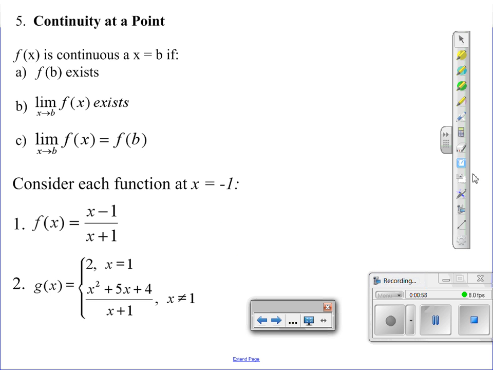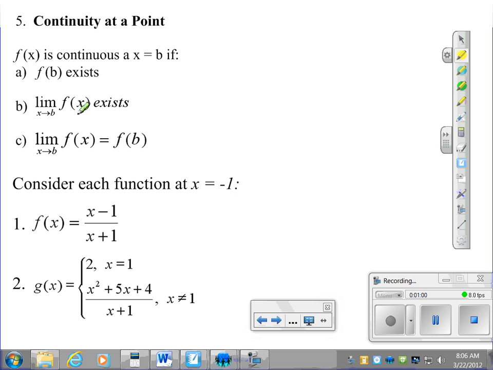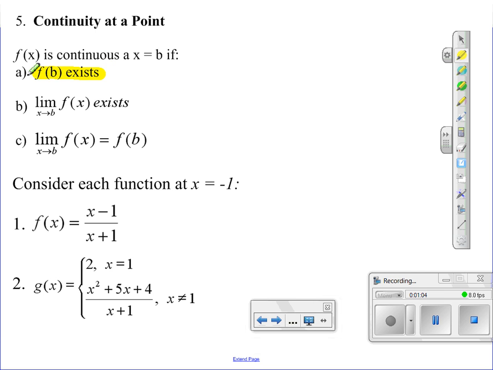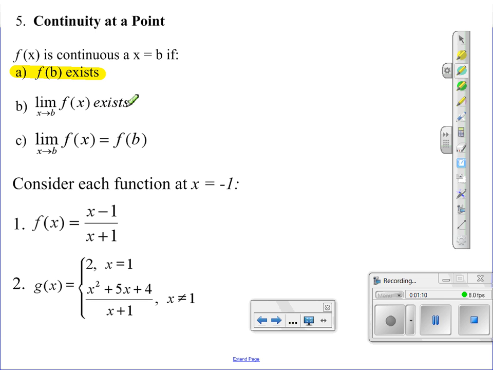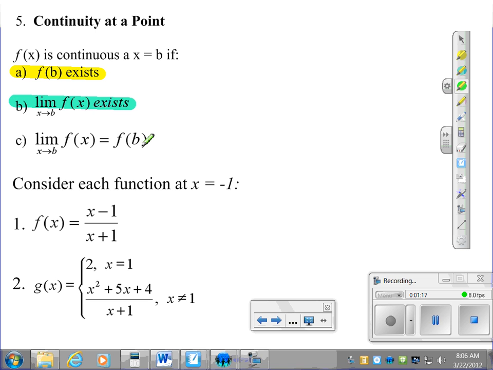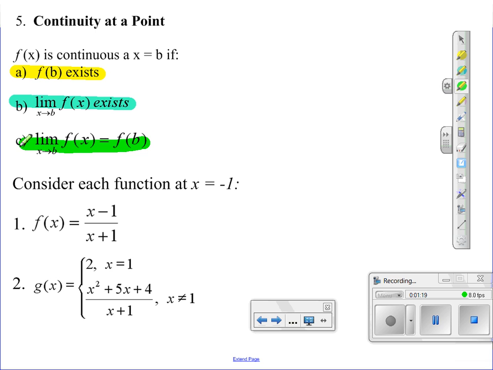There are three continuity principles that have to be met in order for something to be considered continuous. First of all, the function must exist at that point. Second, the function must have a limit at that point that exists. And those two values have to be the same. The function's value and the limit have to be the same.